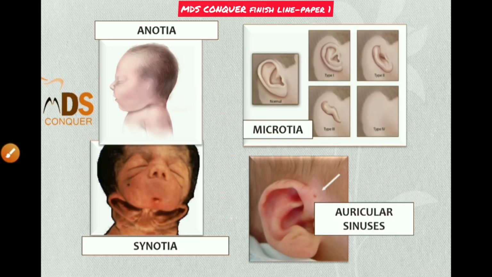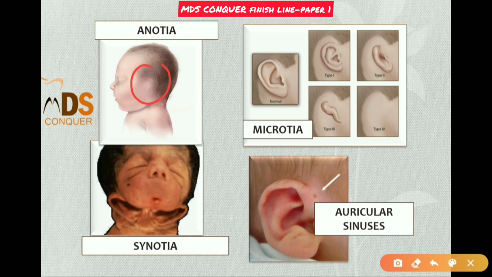So these are the developmental anomalies of the ear, like anotia, that is absence, synotia, that is complete fusion, microtia, small ear, and auricular sinuses. So you can mention these developmental anomalies also. In any answer, if they ask about the development, you have to mention the anomalies also in the applied aspects.